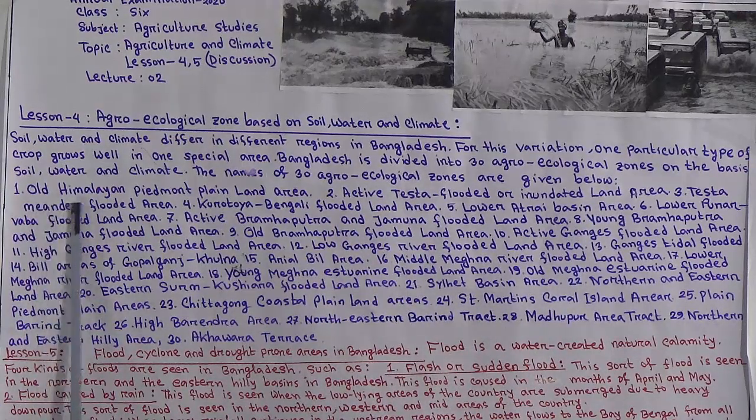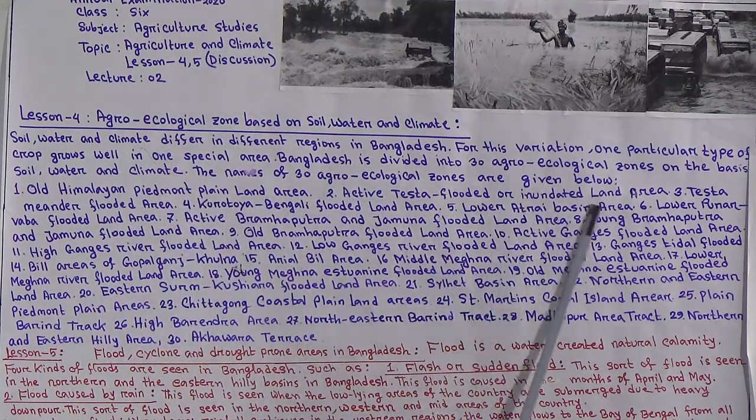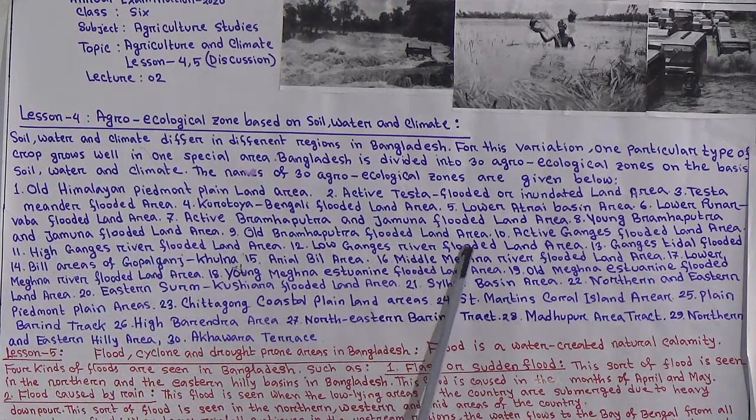Number 1, Old Himalayan Pediment plain land area, active Tista flooded or inundated land area, Tista Meander flooded area, Karatoya Bangali flooded land area, Lower Atrai basin area, Lower Punarbhaba flooded land area, active Brahmaputra and Jamuna flooded land area, young Brahmaputra and Jamuna flooded land area, old Brahmaputra flooded land area, active Ganges flooded land area, high Ganges river flooded land area, low Ganges river flooded land area. 13 number, Ganges tidal flooded.